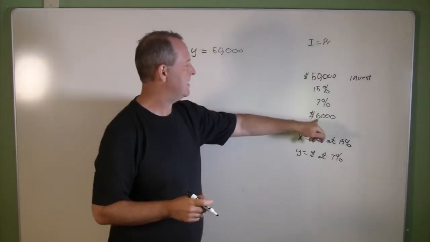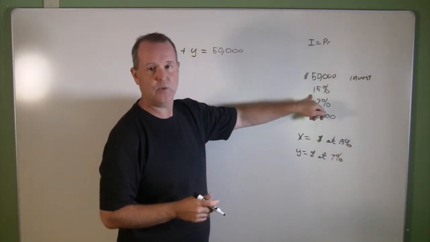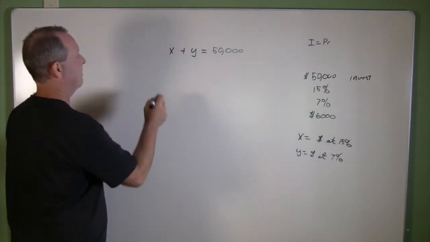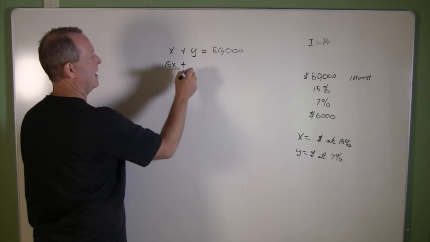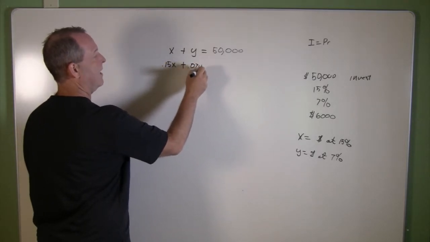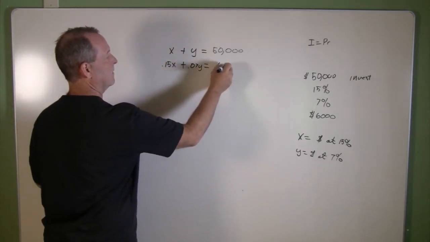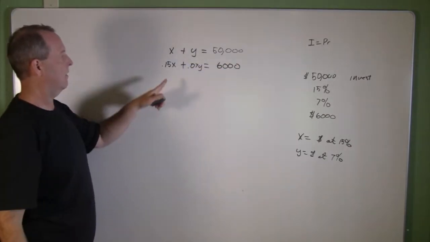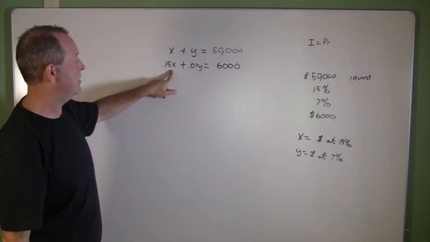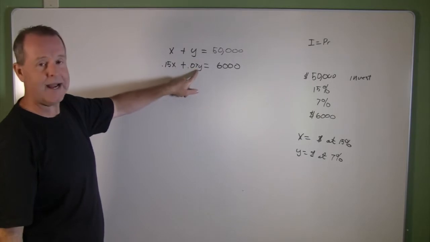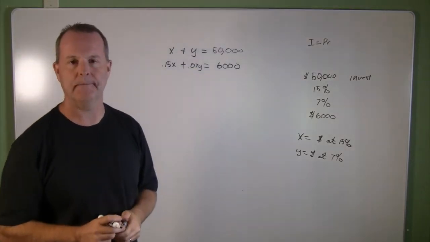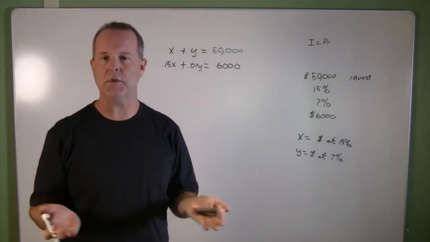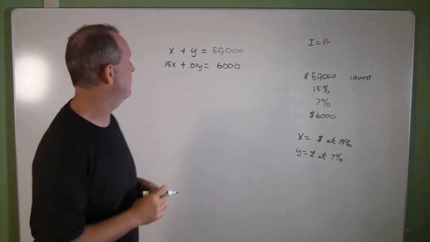We know that she wants to make $6,000 if she invests the right amount. So 0.15x plus the other one is 0.07y. If she invests the x amount at 15%, adds it to the y amount at 7%, she's hoping to make $6,000. So those are two equations that I was able to develop.